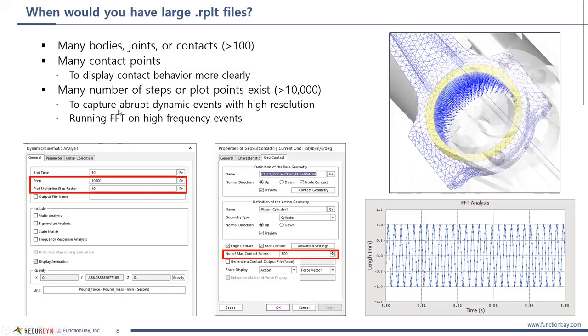The situations where you would set these parameters to higher values is if you have some type of abrupt dynamic event and you want to capture that event with high resolution, or if you're running an FFT analysis on high frequency events. In that situation, you want to make sure that you're sampling your events with enough points to capture the frequencies accurately.